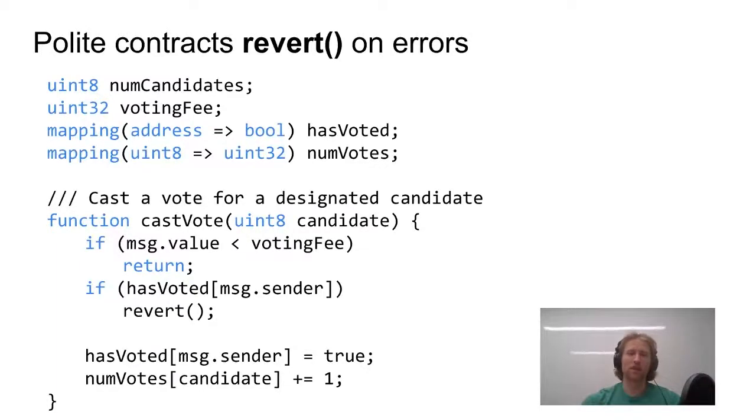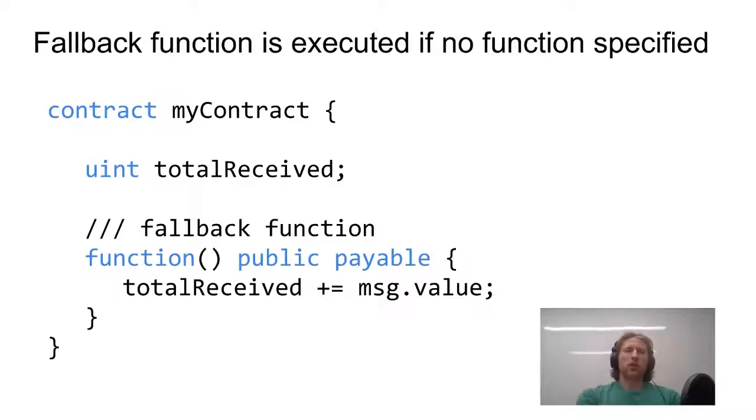completes successfully. There's a special function in Solidity called the fallback function, and it's defined with a little bit of a funny syntax. It basically just looks like a function with no name. And the fallback function is what gets called if somebody sends your contract money, or if somebody tries to call a function on your contract that doesn't exist or they don't specify a function. The fallback function is basically the default.